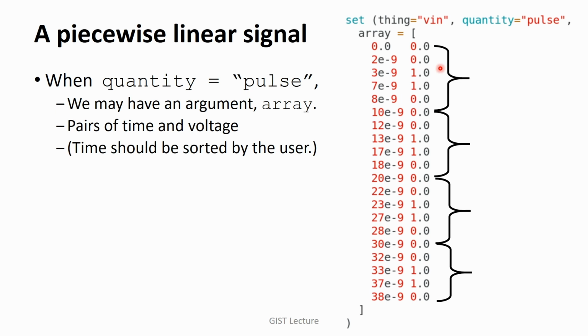There is one thing to be noted. The time variables must be sorted. As you can see here, the time variable monotonically increases. If they are not ordered, the simulation result may be wrong.